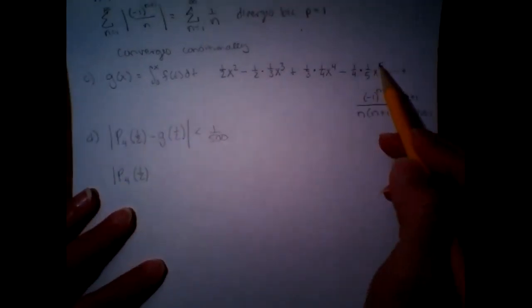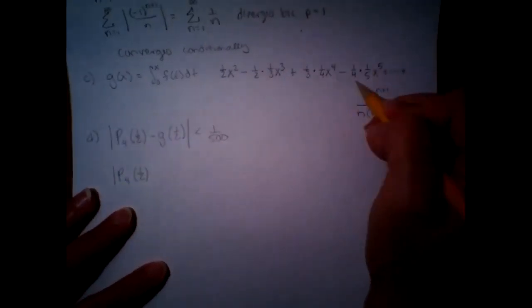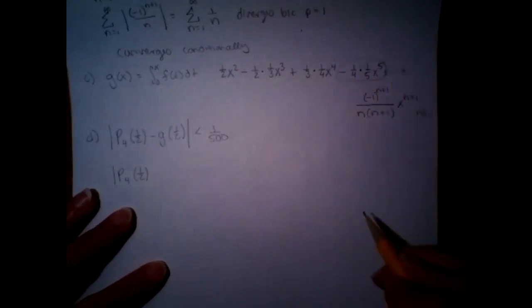Okay, so your alternating series error bound states that this is going to be less than the next term. So for this one, we're using the 4th degree polynomial. It's going to be smaller than the term that has the 5th power. If this is the 4th power polynomial, we're going to look at the term that has the 5th power. So this is the term that we're going to be looking at.